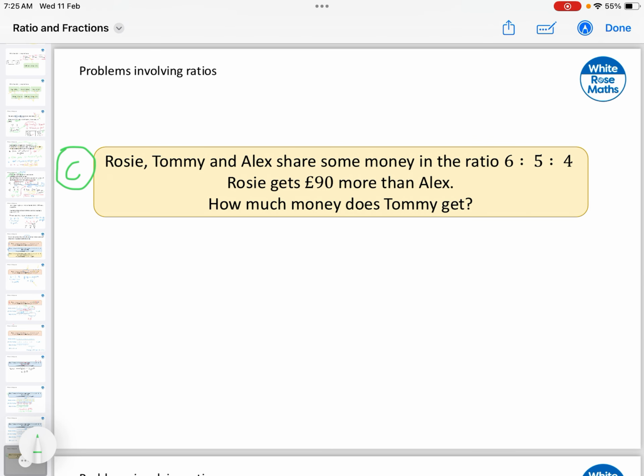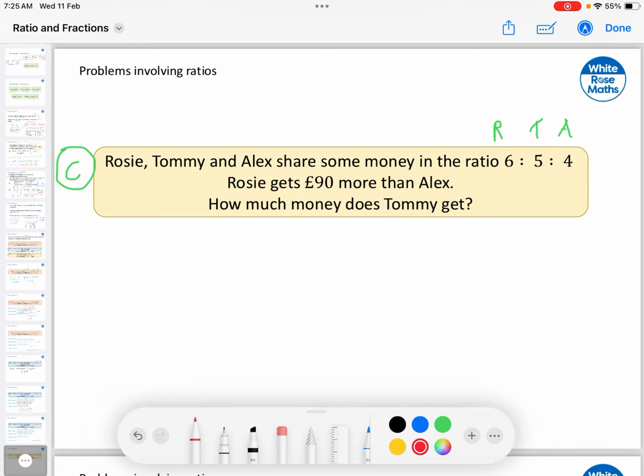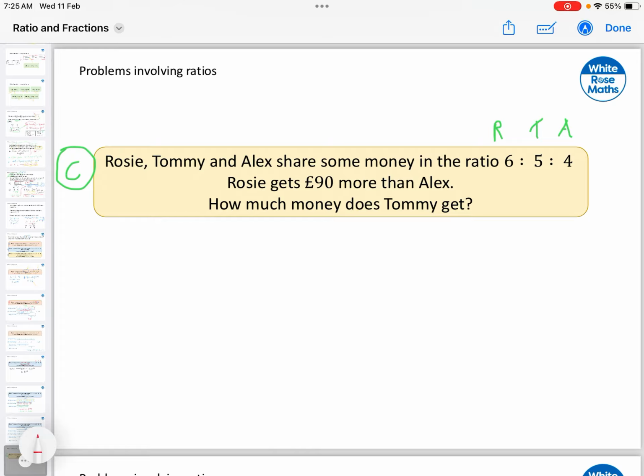So for exercise C, again, the ratio is the same. We have Rosie with 6, Tommy with 5, Alex with 4. And now the question is a little bit different, because what they're saying is that Rosie gets 90 more than Alex. Okay, so let me repeat. Rosie gets 90 pounds more than Alex, meaning that now the fight is between Rosie and Alex.